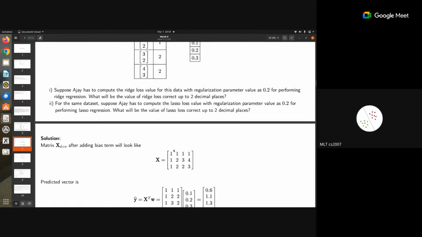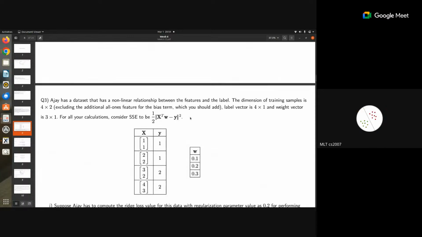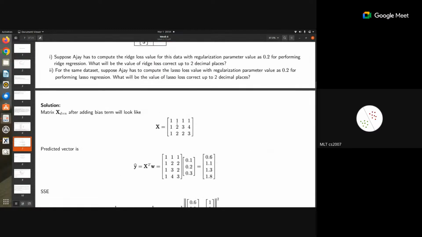What is this? 1 1 1 2 1 3 and 1 4. So they have added one extra feature, the bias term. Fine. Okay, this is our normal vector plus bias term. All of you are okay with the bias term, right?